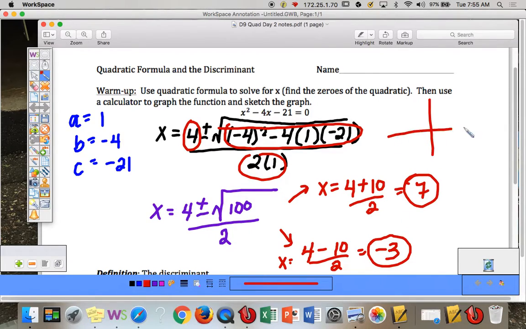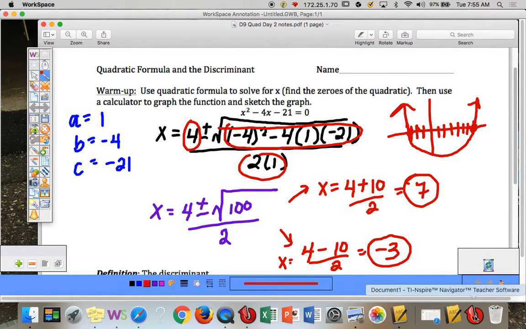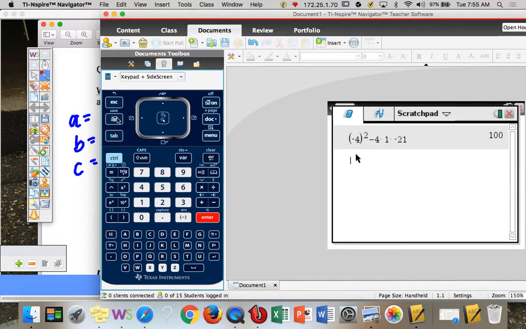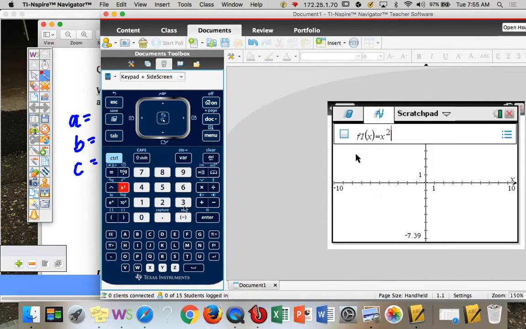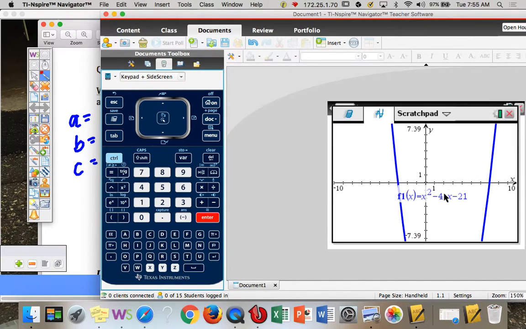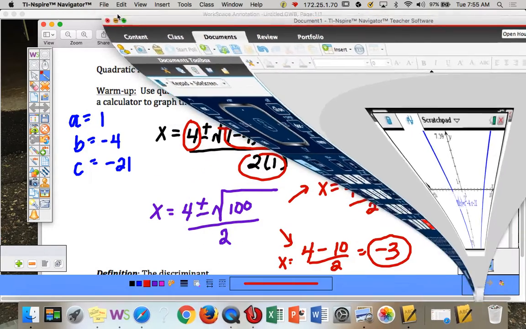If we were to sketch it, it might look something like this. So at 7, there's a 0. At -3, there's a 0. And we would have our quadratic. On the graphing calculator, to graph it, we can go to the scratch pad graph or open a graph page. We'll do x squared minus 4x minus 21. And we can see that at 7 there's a 0, and at -3 there's a 0.